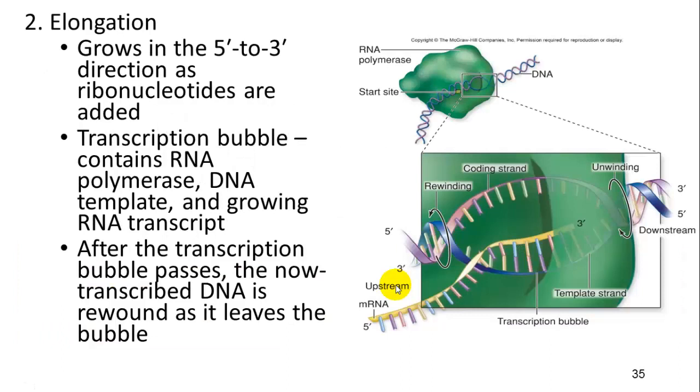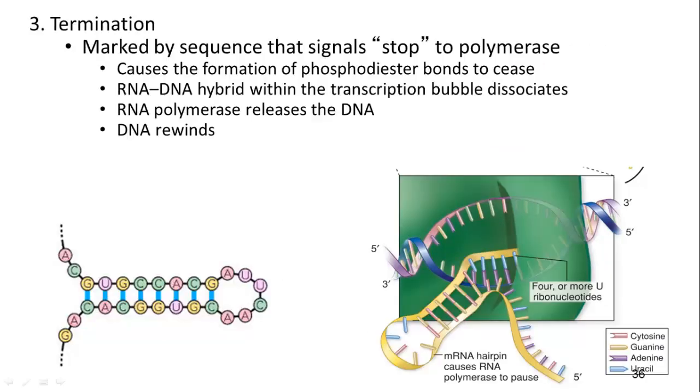Elongation then: once it's past that, it will unwind a little bit of the DNA and grow in the 5' to 3' direction as nucleotides are added to the end. When it unwinds, it forms a little transcription bubble. It starts adding RNA nucleotides on the end, and then it recloses after it adds those RNA nucleotides. After it has passed, the now transcribed DNA is rewound and leaves the bubble, as I just said.